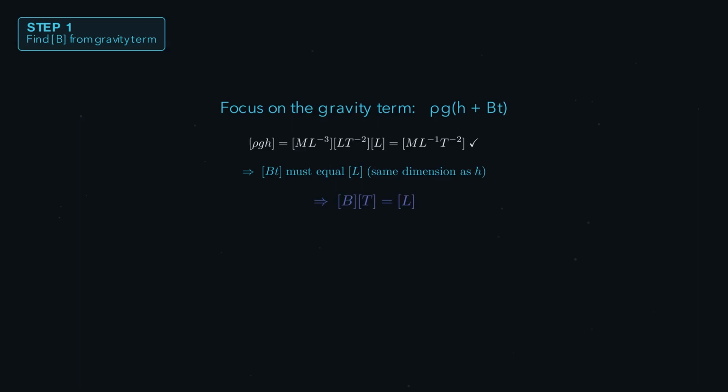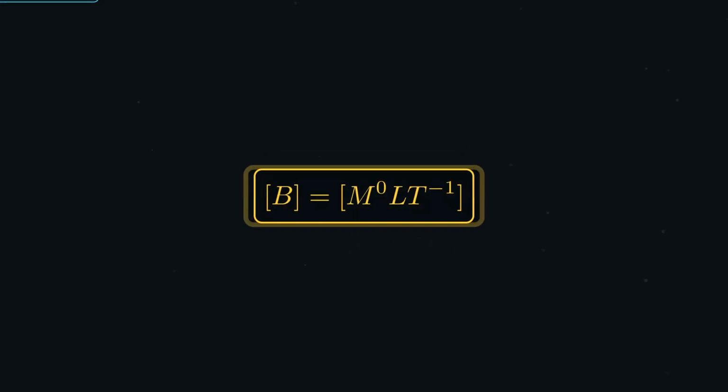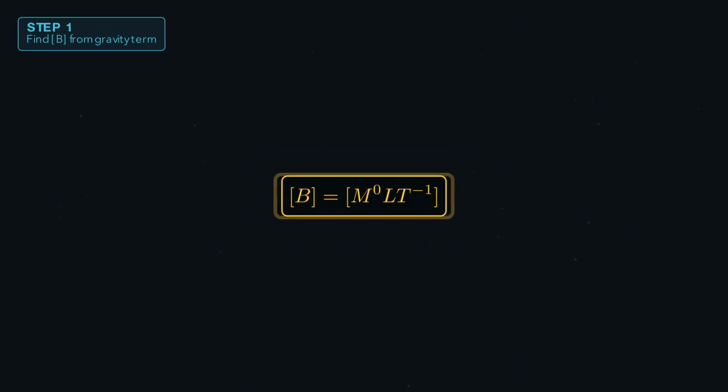Since h is a height, bt must also be a length. So b times time equals length. That gives b the dimensions of velocity, length per time. Now for A, the modified pressure term, A over B times T squared, must also equal pressure.